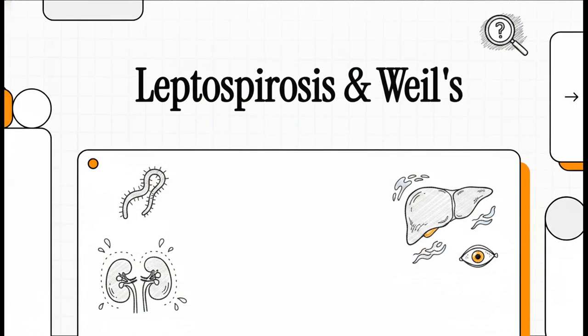Welcome to this explainer. Today we are zeroing in on some seriously high-yield facts for your medical entrance exams. We're tackling leptospirosis and Weil's syndrome. Let's break this whole thing down together, kind of like a giant puzzle. So when you see these clinical vignettes on test day, you'll spot them from a mile away. We are going to build up your pattern recognition step by step, so the answers just become, well, second nature.